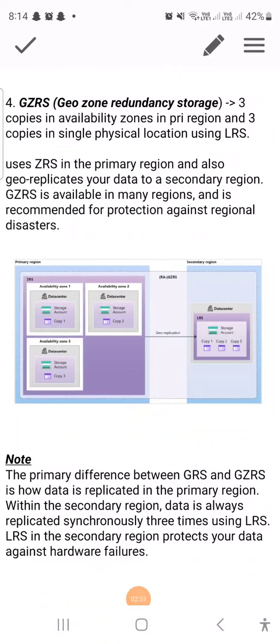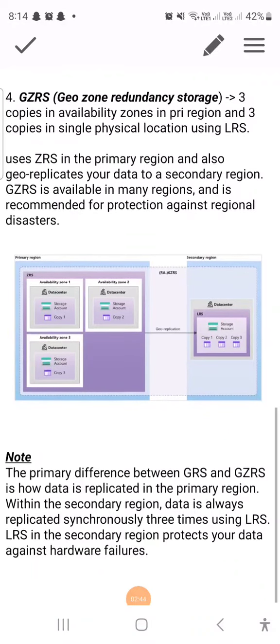Within the secondary region, data is always replicated synchronously 3 times using LRS. LRS is the secondary region. It protects your data against hardware failure.